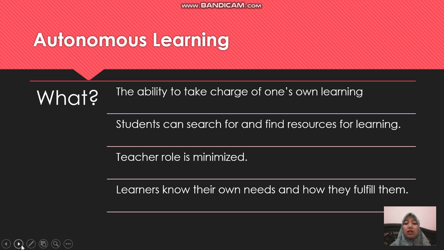And the last one is that learners know their own needs and how to fulfill them. By autonomous learning, students can know what they need for learning language, what their weaknesses and strengths are, so they can overcome their problems in learning by themselves. That's the reason why we use ICT in English language teaching and learning.